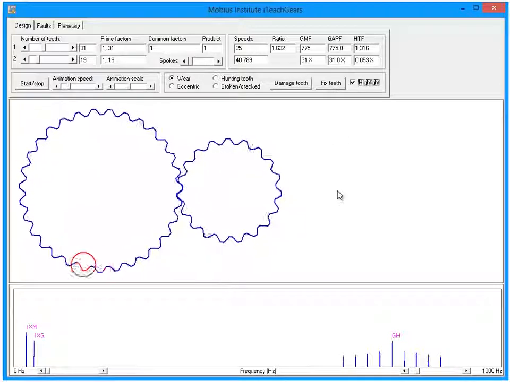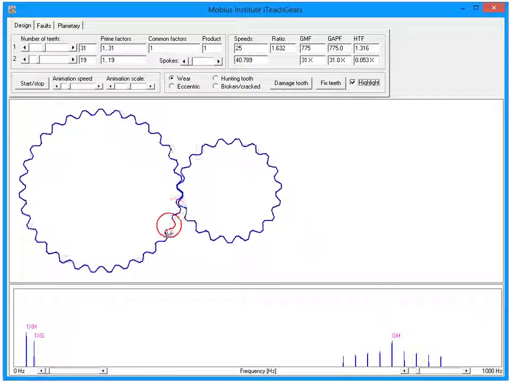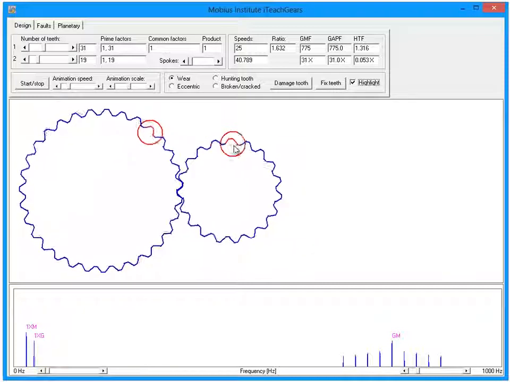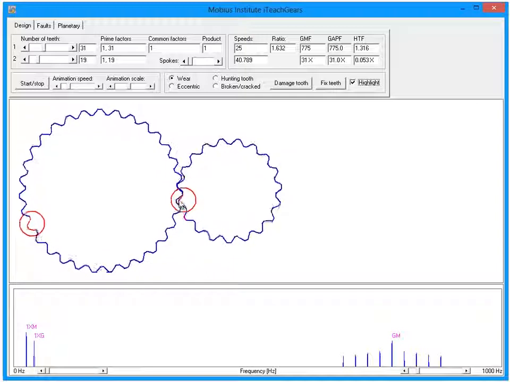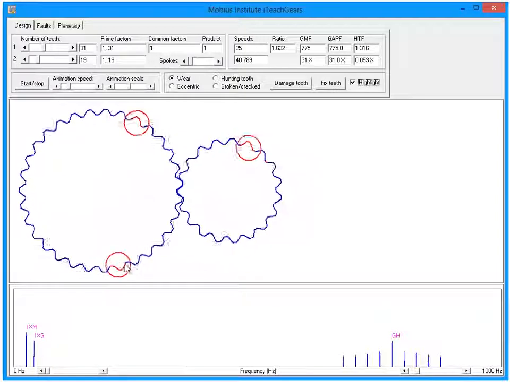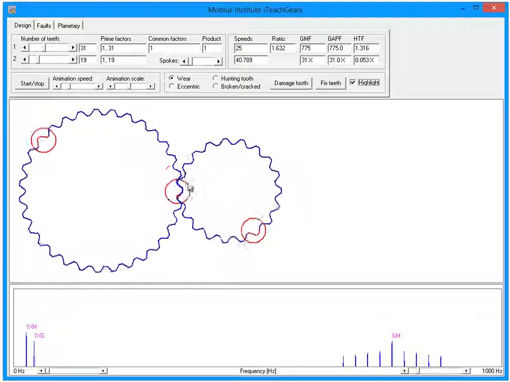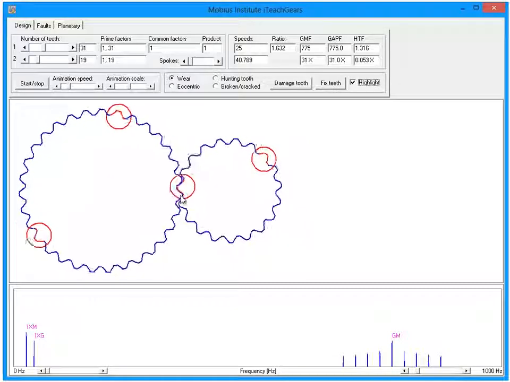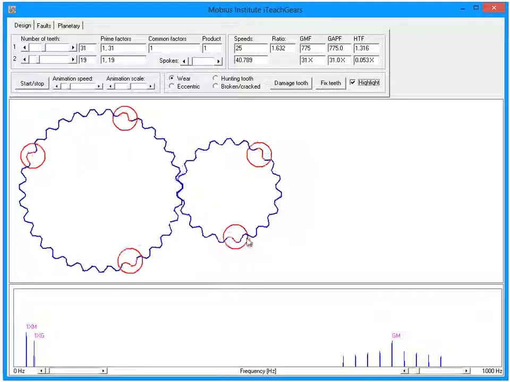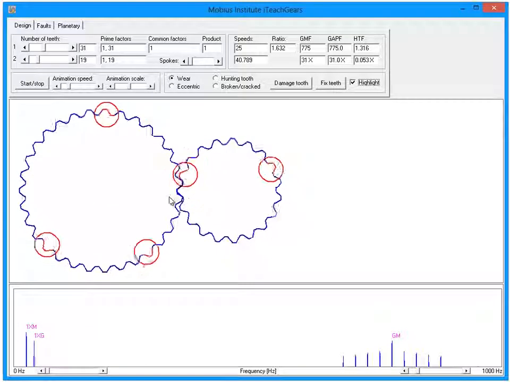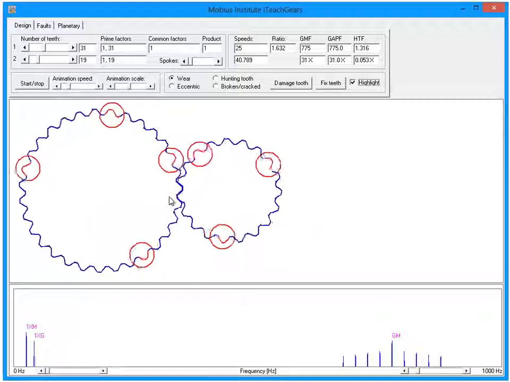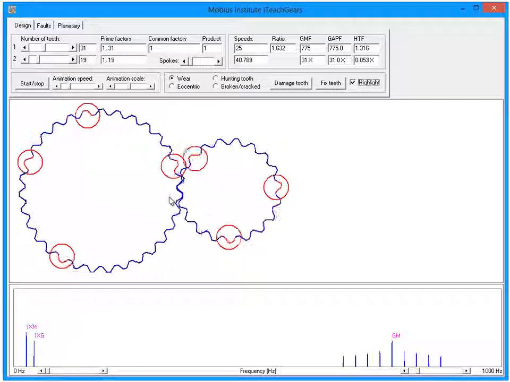What I'm simulating in this case is that this tooth, when it meshes, is going to slightly damage that tooth. And then when this tooth comes into contact, it's going to slightly damage that tooth. And then when this tooth comes back into mesh, it'll slightly damage that tooth. And then that damages that, and they're going to mate with each other. And this will touch there. And if we keep watching, we'll see an interesting thing happen.